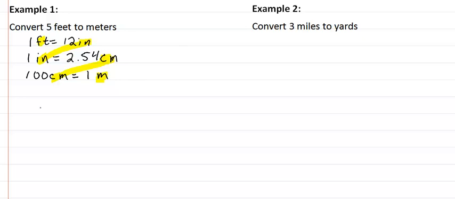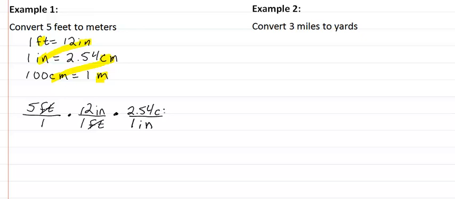So we start with what we're converting, which would be the 5 feet. We'll put that over 1. We use our first conversion that has feet in it. So we'll put our feet down below because we have feet on the top. 12 inches goes above. Feet over feet is 1. We look at our next conversion that has inches in it. We have inches on top, so we want inches on the bottom. And that means the 2.54 centimeters goes up top. So inches over inches is 1.